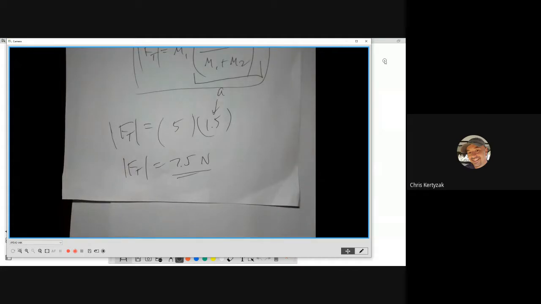Again, I don't know that they ask that often about numerical things, but sometimes they do. Usually it's about formulas though. All right, any questions on that one? All right.